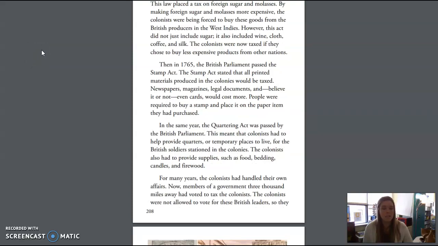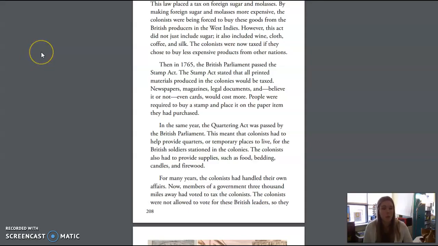Then in 1765, the British Parliament passed the Stamp Act. The Stamp Act stated that all printed materials produced in the colonies would be taxed. Newspapers, magazines, legal documents, and, believe it or not, even cards would cost more. People were required to buy a stamp and place it on the paper item they had purchased.